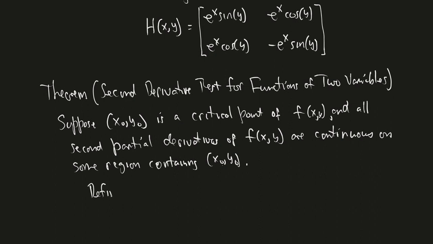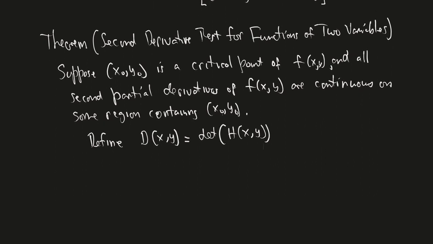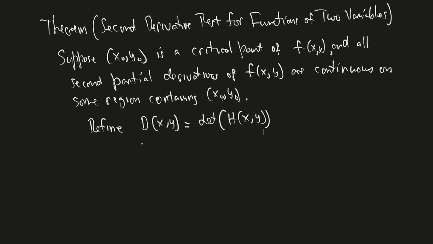Define D of x, y to be the determinant of the Hessian, right? So that 2x2 matrix that's right here, we're going to use D to represent the determinant of that particular matrix. And because that matrix has all the second partial derivatives, it has all the information that we need in most cases that will enable us to classify the critical points as either mins, maxes, or saddles, right?